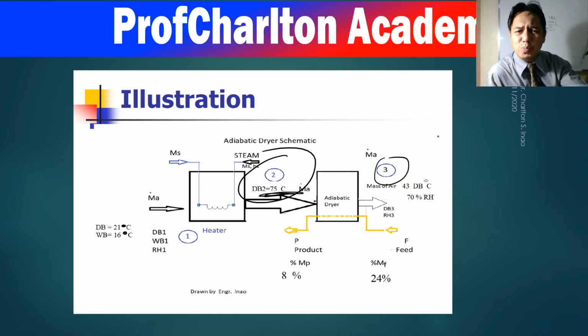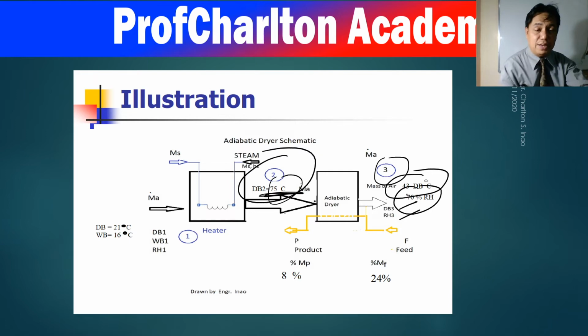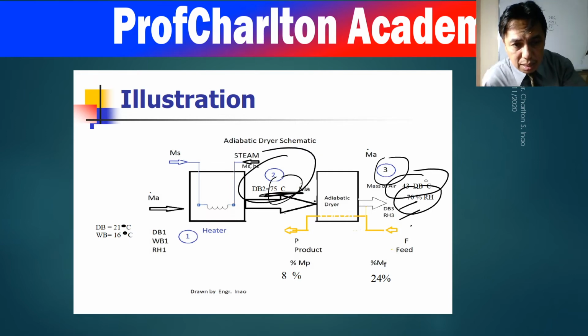And where is this point three supposed to be? Supposed to be here, yeah? So point three, maybe we could have dry bulb 3, relative humidity 3. No, this is dry bulb 43. It's a bit lesser than 75. 70% was given as the relative humidity at the discharge.